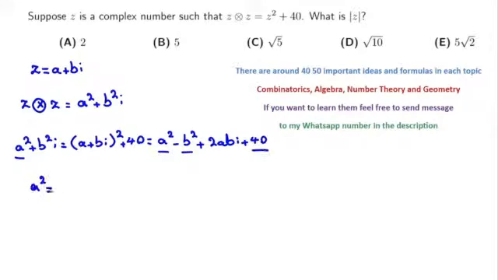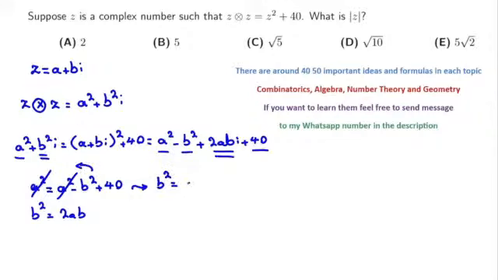So a squared equals a squared minus b squared plus 40. Imaginary part here, b squared here, 2ab. Okay, now here we can cancel a squared. So if we take negative b squared to the left-hand side, b squared is 40. So b cannot be 0 because here b is not 0. We can divide both sides by b. b is 2a.